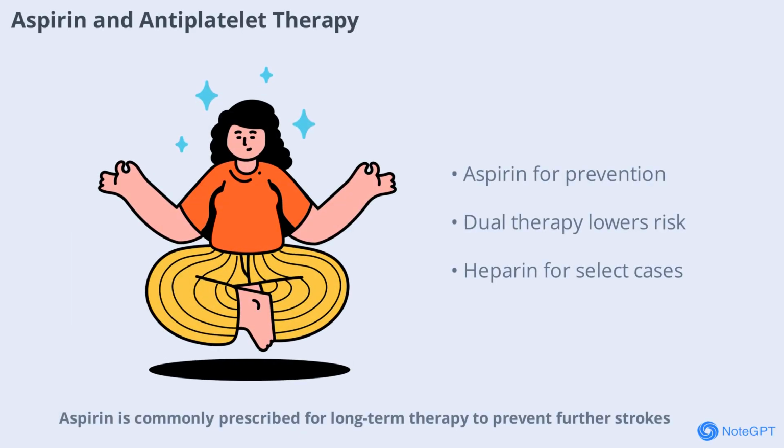Aspirin is commonly prescribed for long-term therapy to prevent further strokes. Dual antiplatelet therapy, such as aspirin plus clopidogrel, has been shown to lower the risk of recurrent stroke when started early after a mild stroke. However, the use of certain medications like unfractionated intravenous heparin is not routinely recommended except in select high-risk groups. The choice of therapy depends on individual patient factors and risk profile.